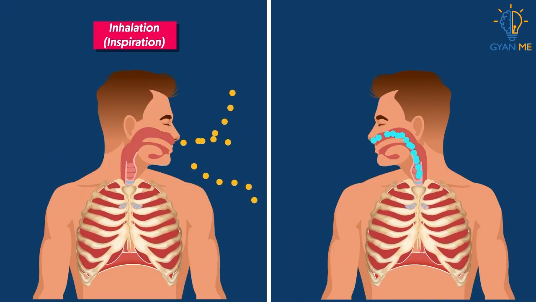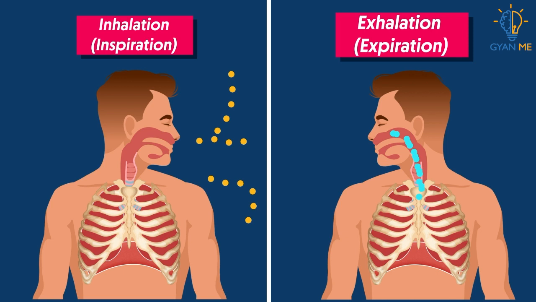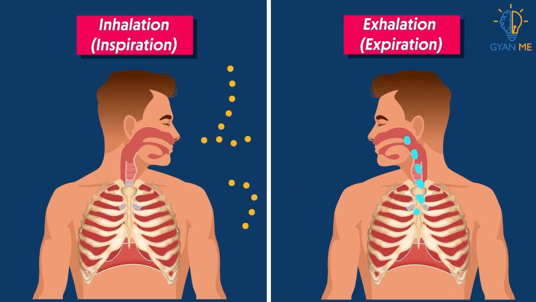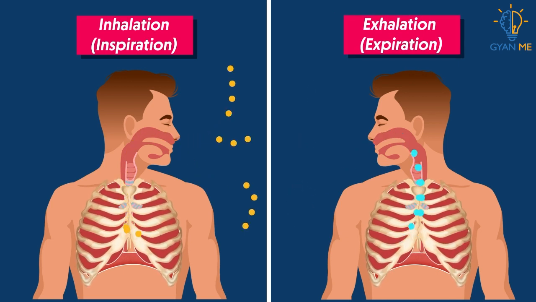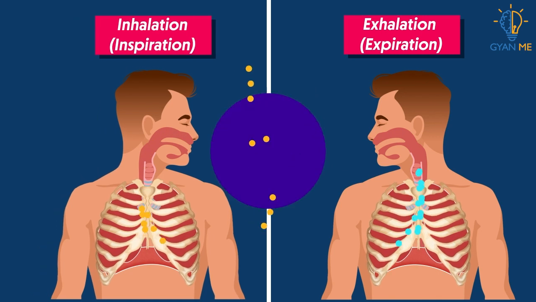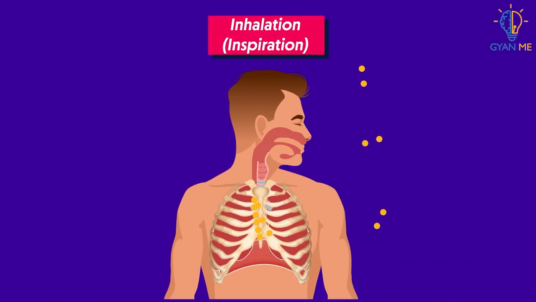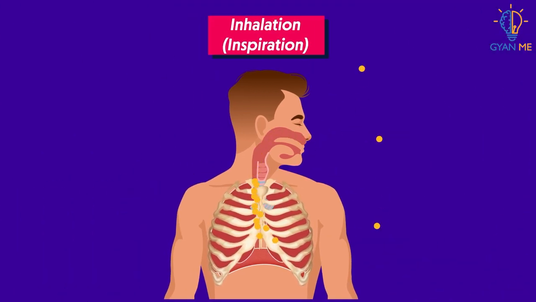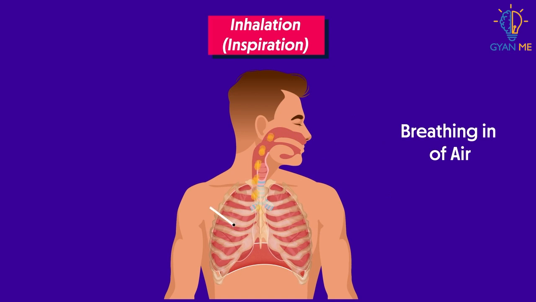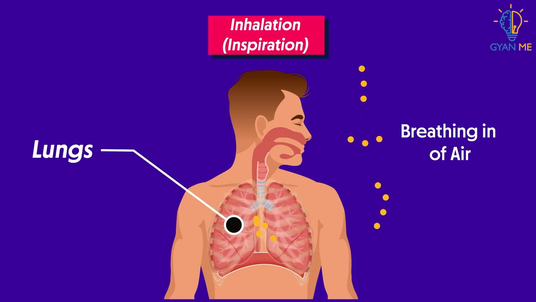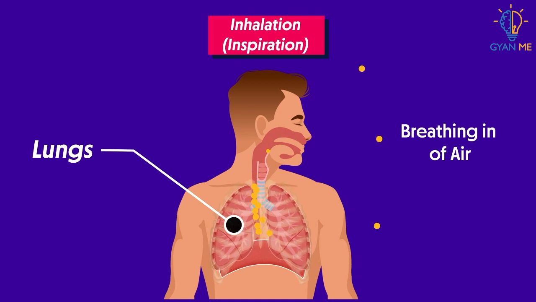Now students, let us see each of inhalation, that is inspiration, and exhalation or expiration separately. Let us see inhalation first. As we said, breathing in of air is called inhalation. During inhalation, atmospheric air moves into the lungs. Let's see how this movement of air happens.